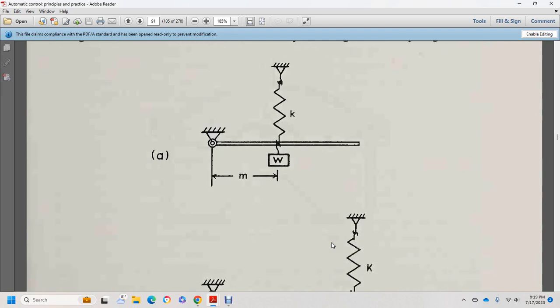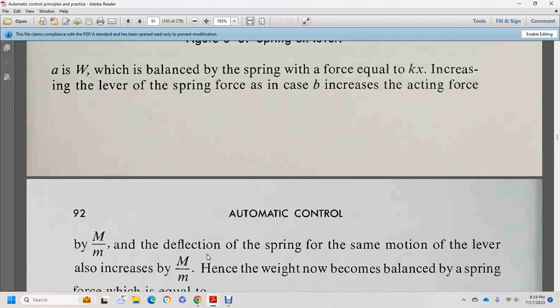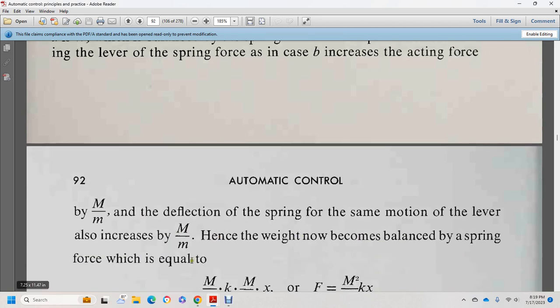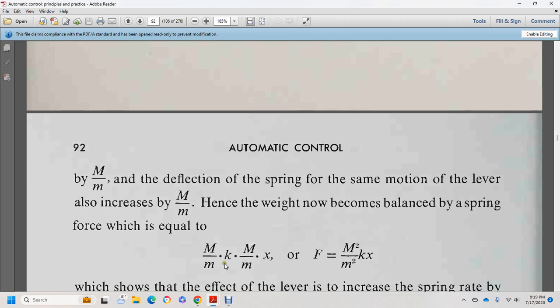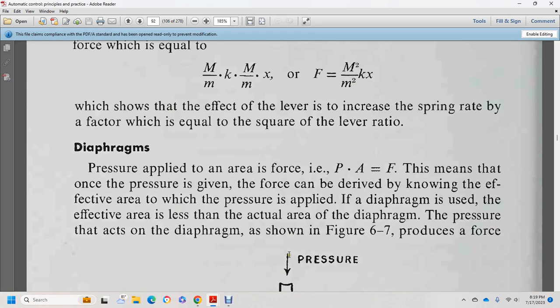This shows a weight on a stick and then a spring on a lever. In case A, the weight W is balanced by the spring force equal to Kx. In case B, the lever increases the spring force. With lever ratio M over N, the spring deflection has the same motion as the lever, M over small m, and the weight is now balanced by the spring force, F equals M over small m times K times x. This shows the effect of the lever: it increases the effective spring rate by the square of the lever ratio.